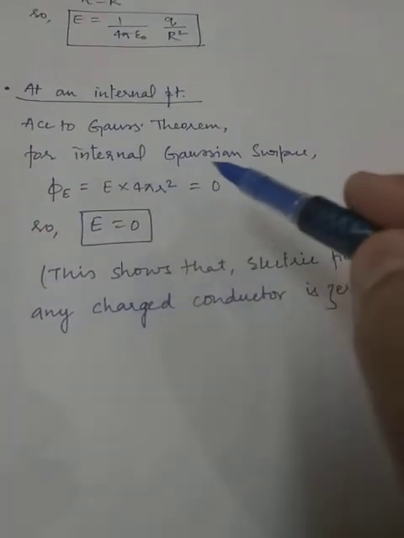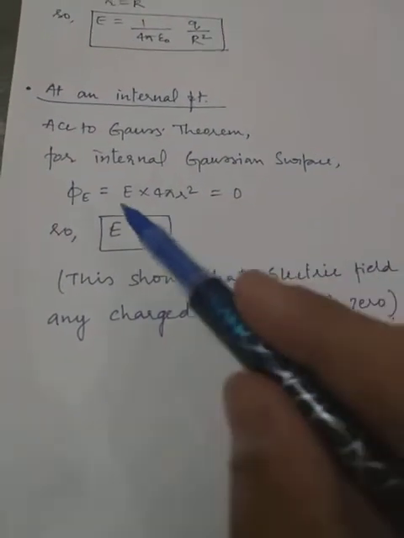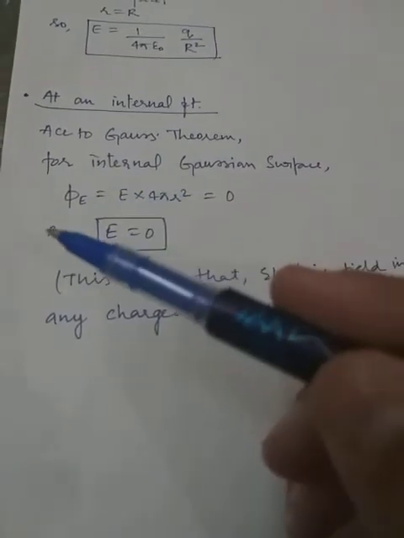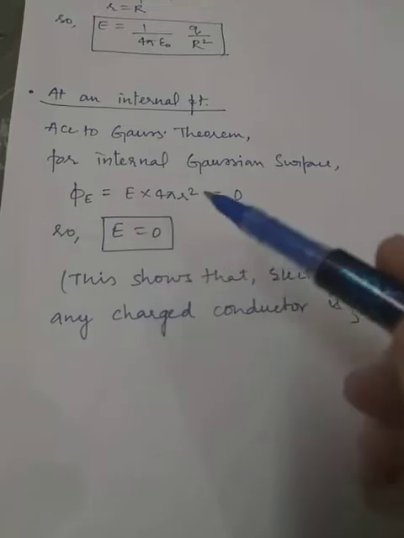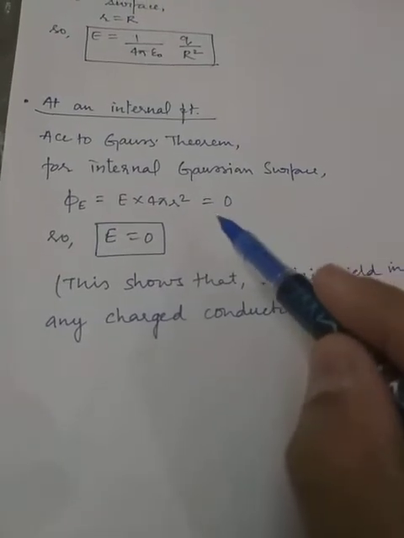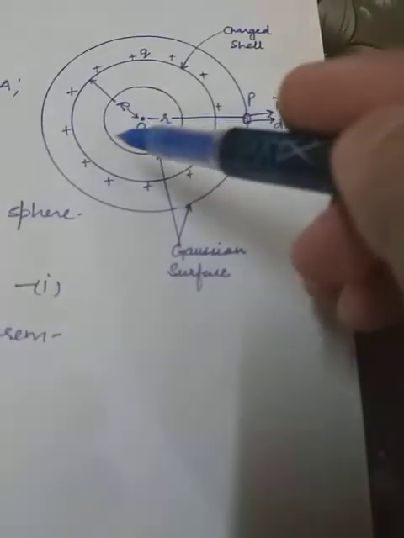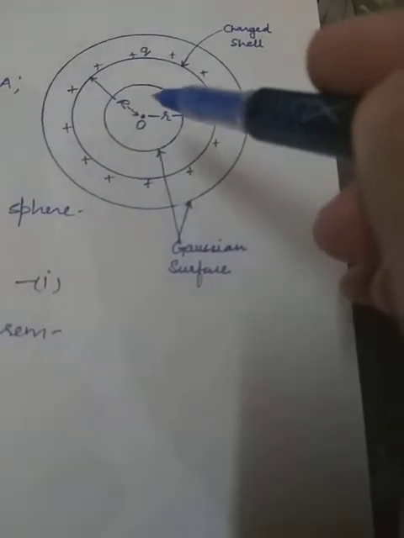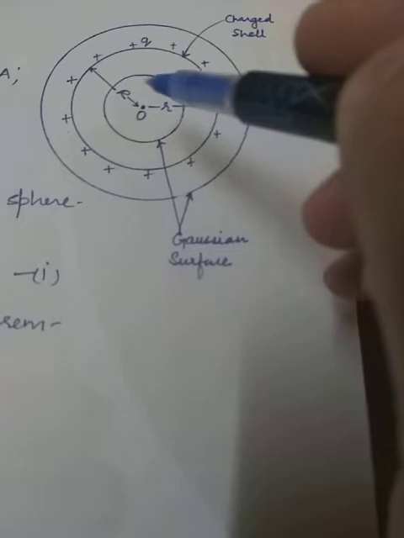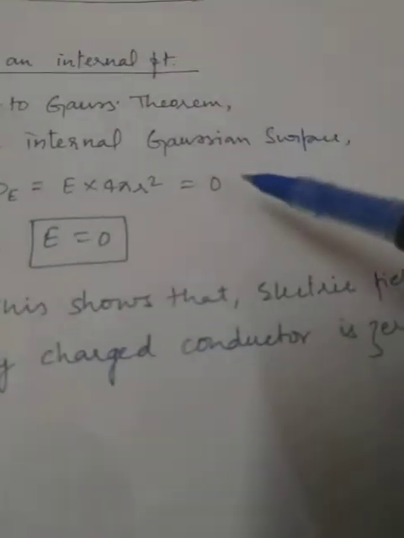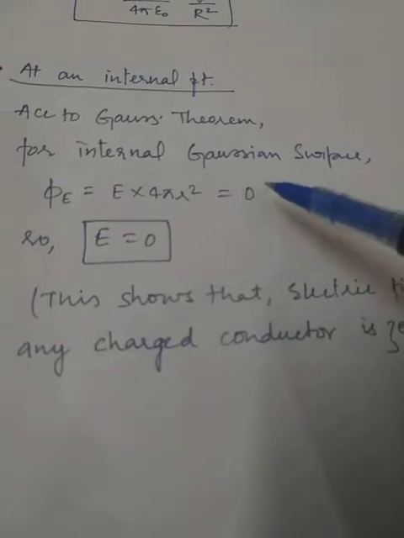For an internal point, first straight away we are going to apply Gauss theorem. For an internal point on the Gaussian surface, phi E is equal to E into 4 pi r square, that is the formula we extracted from the first point, is equal to 0. Why is it equal to 0? We can see in the internal Gaussian surface, no charge is enclosed inside the internal Gaussian surface. Hence, it is 0 upon epsilon naught, or it is 0.